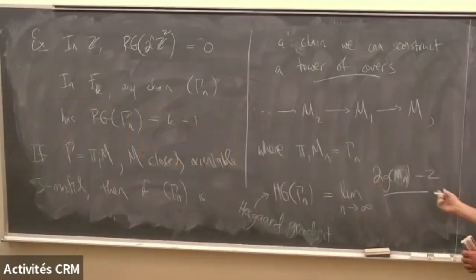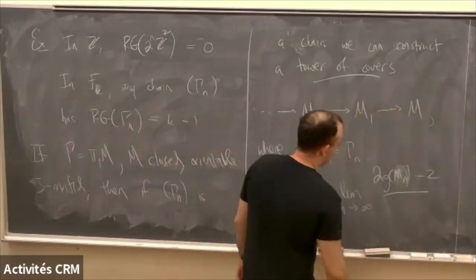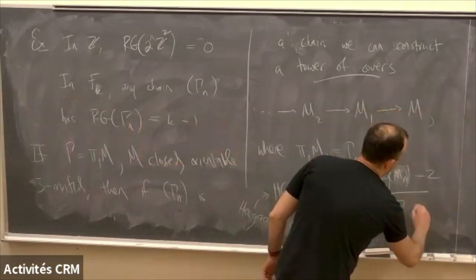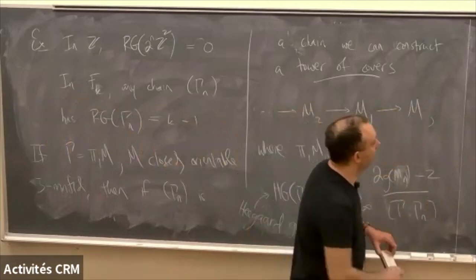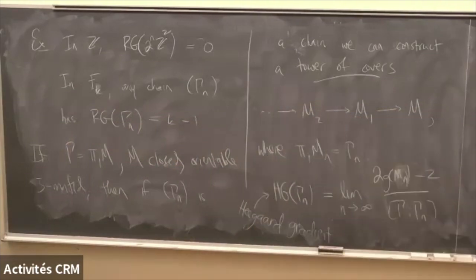Okay, so here you just do this Euler characteristic over the index, which is the same as the degree of the cover. And maybe homework: this sequence is monotone decreasing, so the limit exists. And so what's a reformulation of some of the questions I was asking about rank versus genus before?